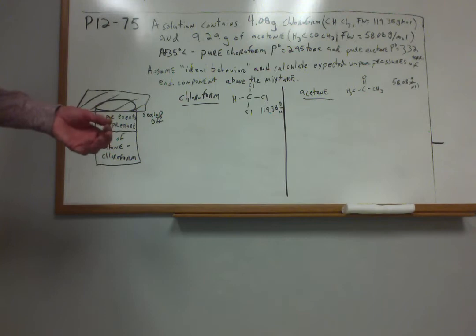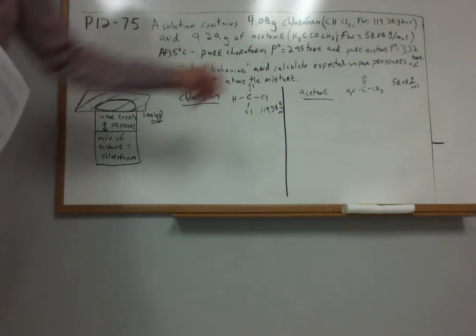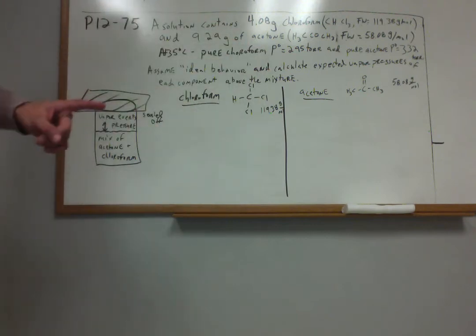If I was only given one P0, that's a pretty good indicator that I'm only going to have to work it once for that volatile component. The other component is going to be then considered non-volatile, and it doesn't exert vapor pressure that's measurable or important in that case, okay?